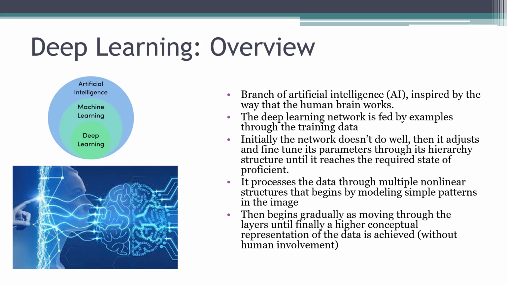Similarly, the deep learning network is fed examples through the training data. Initially, the network doesn't do so well, and then it adjusts and fine-tunes its parameters through its hierarchical structure until it reaches the required state of proficiency. Deep learning processes the data through multiple nonlinear structures that begin by modeling simple patterns in the image, such as edges, then become gradually more complex as moving through the layers until finally a higher conceptual representation of the data is achieved by exploring its underlying structure without human involvement.